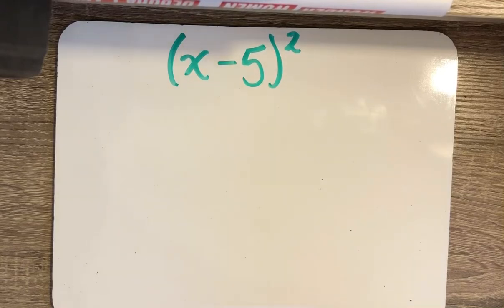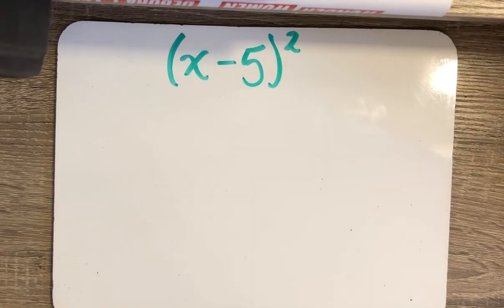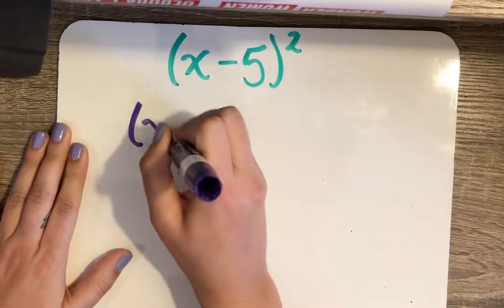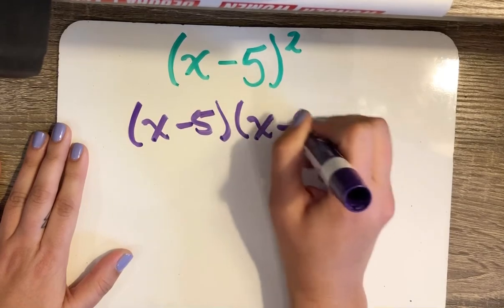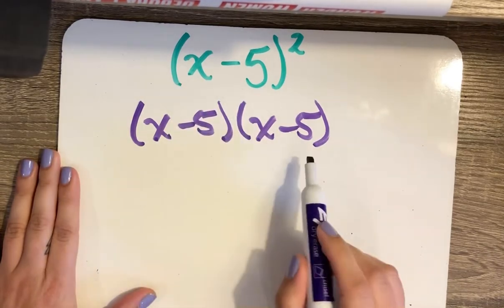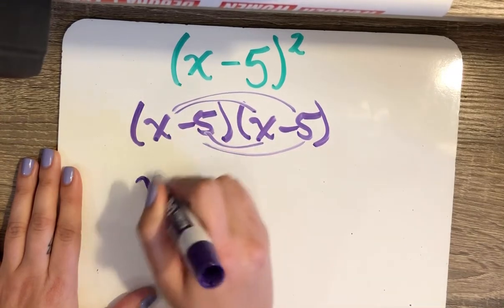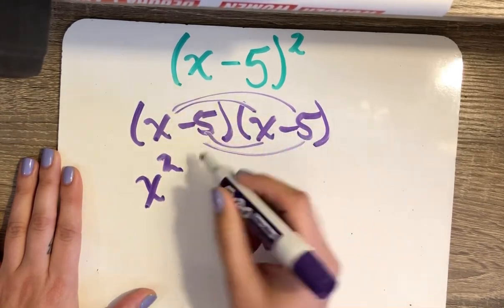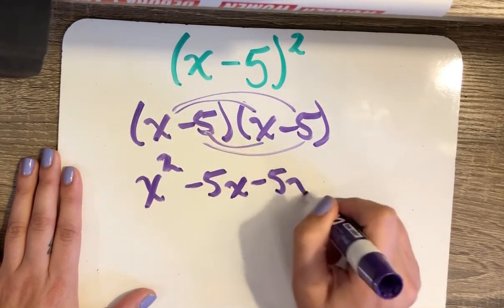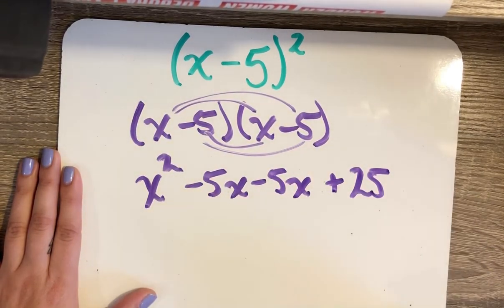So when we're expanding something like this, where we have a binomial that's being squared, this does not simply become x squared minus 5 squared. When you first learned about this in algebra, you were probably told to rewrite the two factors next to each other, x minus 5 times x minus 5, and then we have to distribute. So x times x is x squared, x times negative 5 is negative 5x, negative 5 times x is also negative 5x, and then negative 5 times negative 5 becomes positive 25.